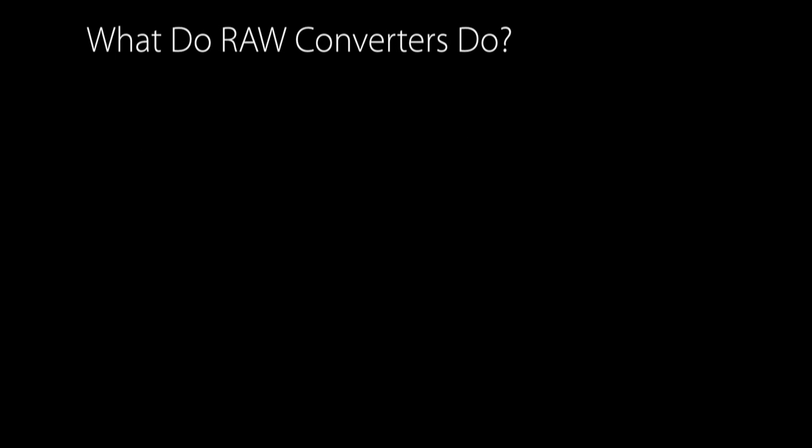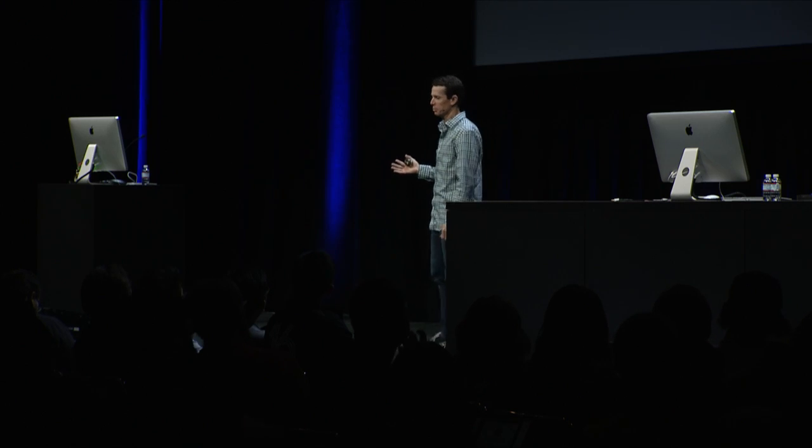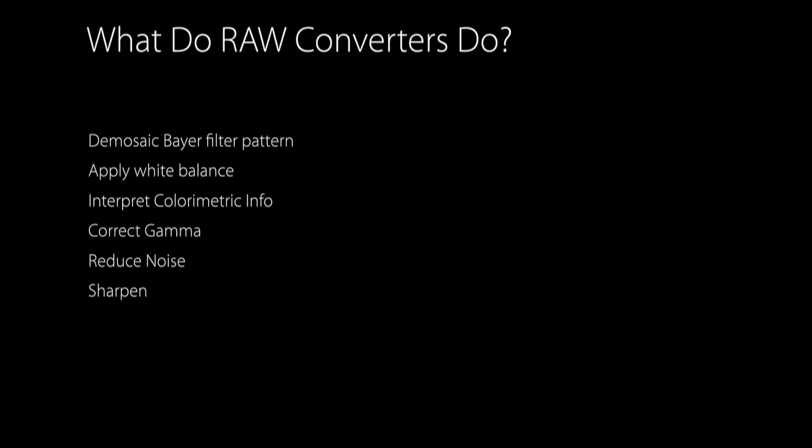And so raw converters have a really hard job. A raw converter basically takes all of this stuff and turns it into an RGB image. Demosaicing is just the tip of the iceberg. A lot of stuff needs to happen before it can be presented on screen.